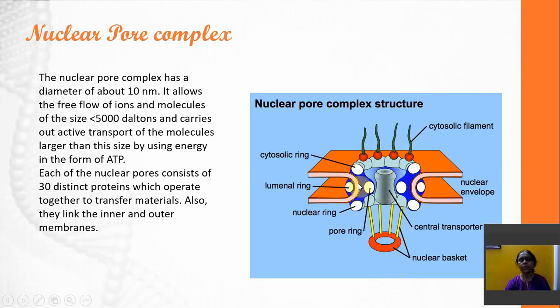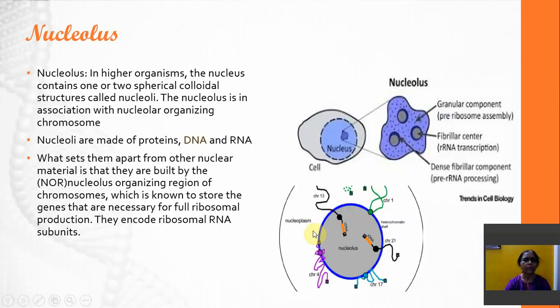You can see here there are rings which control the opening and closing of this pore, that is the nuclear pore. Because it is made up of several proteins, a central transporter and a nuclear basket, it is called as nuclear pore complex.